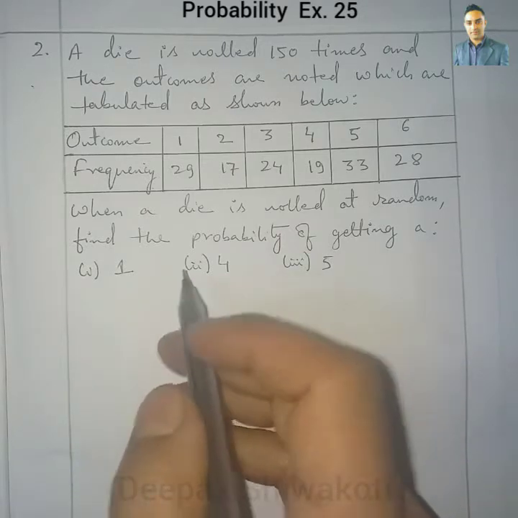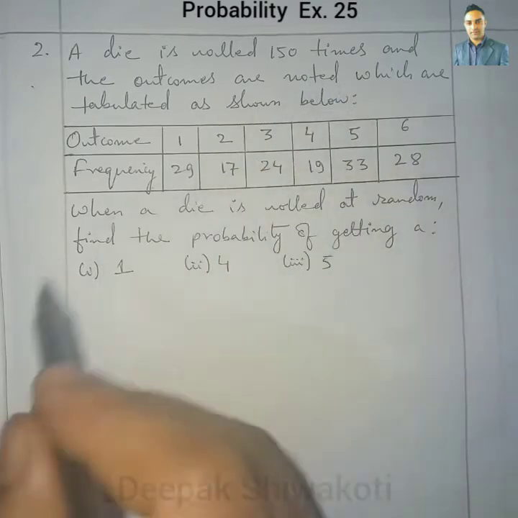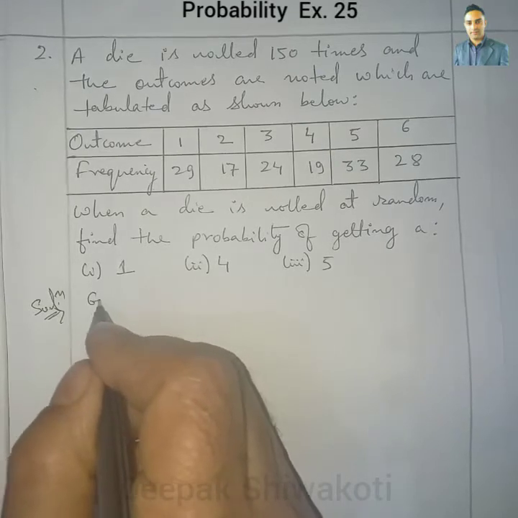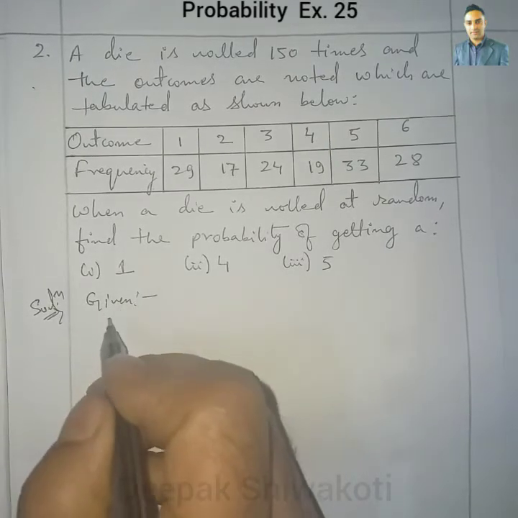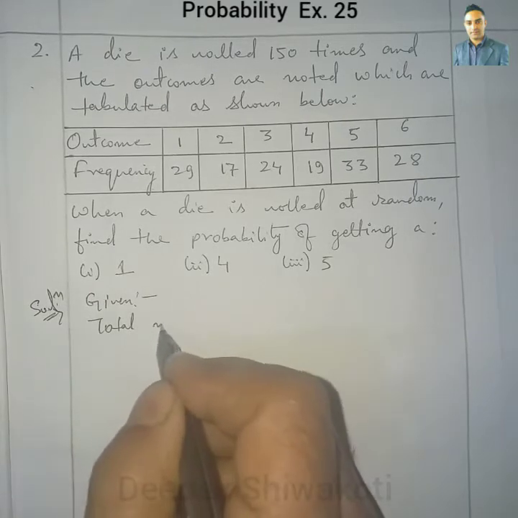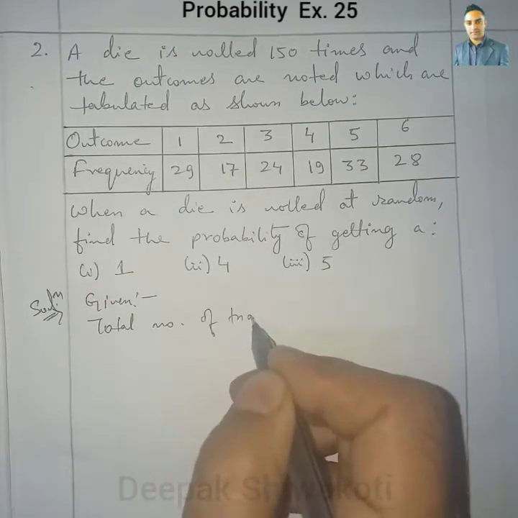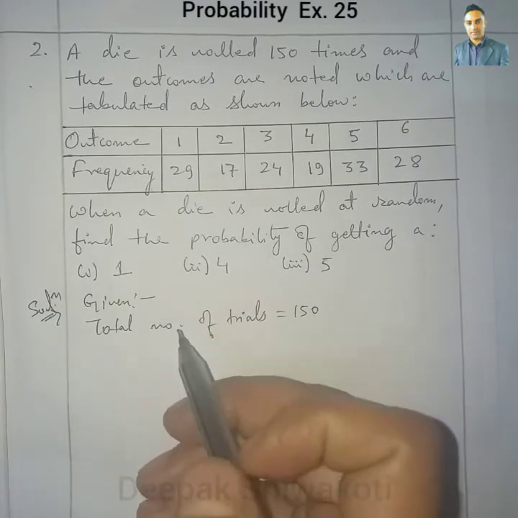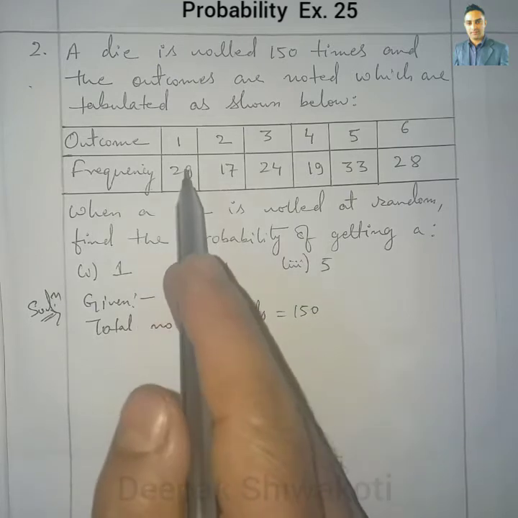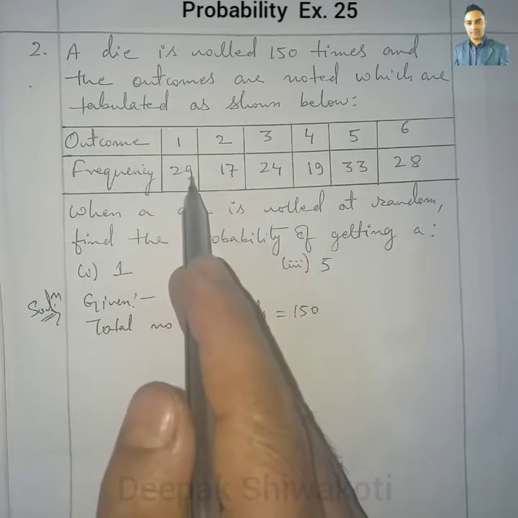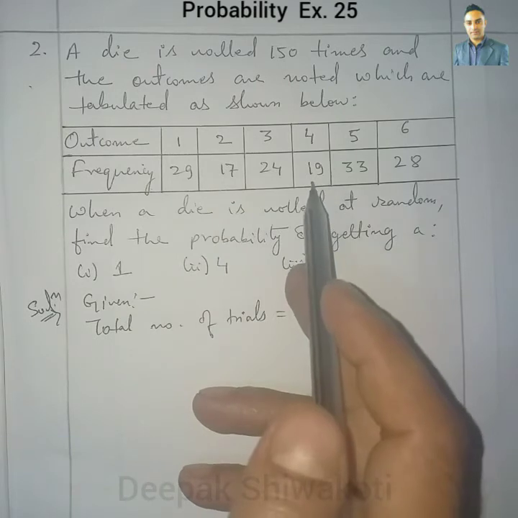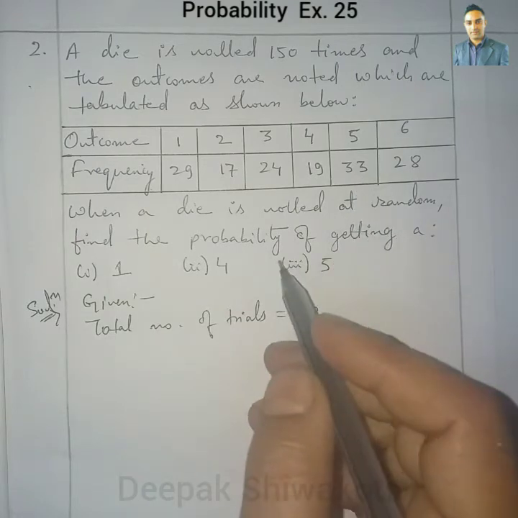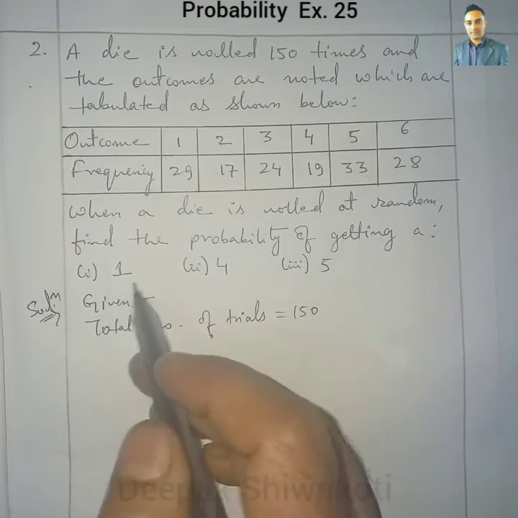So here given is total number of trials 150 times, and 1 appears 29 times, 4 19 times and 5 33 times. Okay, so we have to find probability of getting 1, 4 and 5.